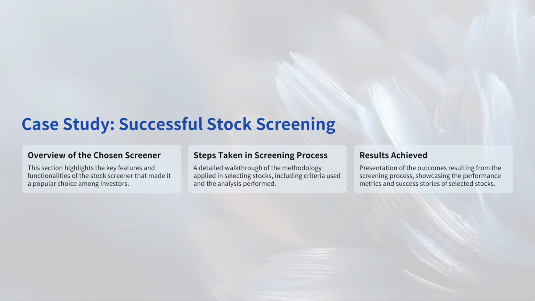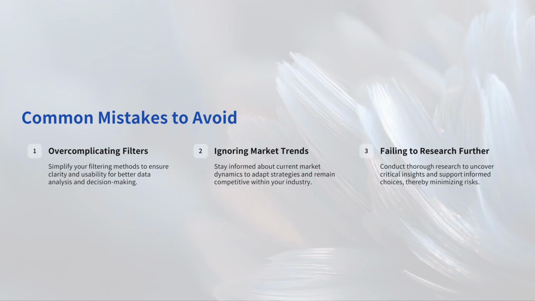This practical example demonstrates how consistent criteria, disciplined filtering, and follow-up analysis can produce actionable investment ideas and measurable results. Avoid common mistakes, like overcomplicating filters, which can hide opportunities, ignoring broader market trends that affect even strong picks, and stopping research after an initial screen. Successful screening requires clarity, context, and follow-up investigation to separate meaningful signals from noise and manage risk effectively.